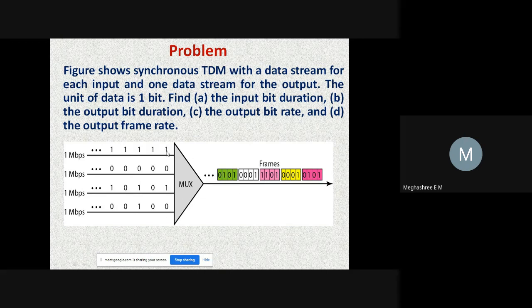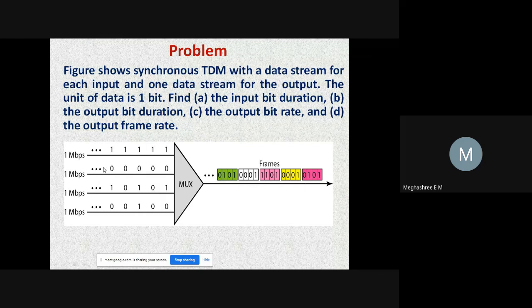This is 1 0 1 0 in the first frame, 1 triple 0 in the second frame, 1 0 1 1 in the third frame, 1 triple 0 in the fourth frame, and 1 0 1 0 in the last frame. So that is how the frames are generated and transmitted over the output link.